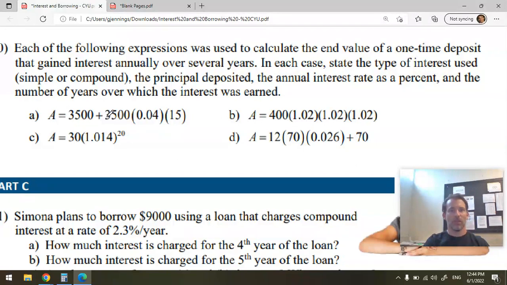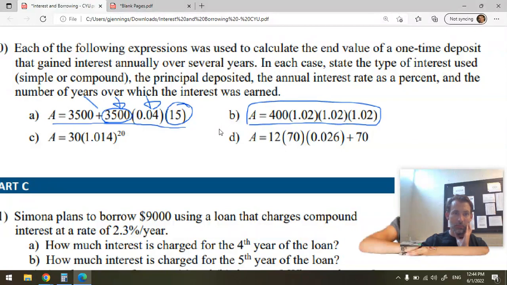So let's analyze these. This one here looks like simple interest because this looks like the equation of a line. Here is the interest rate multiplied by the principal, which will tell me the interest earned per year. And then this would be the number of years, 15 at 4% interest, borrowing or lending $3,500, simple interest. This one over here is using multiplication. And the clue there that it's simple interest is that we're using addition to add on more money each year.